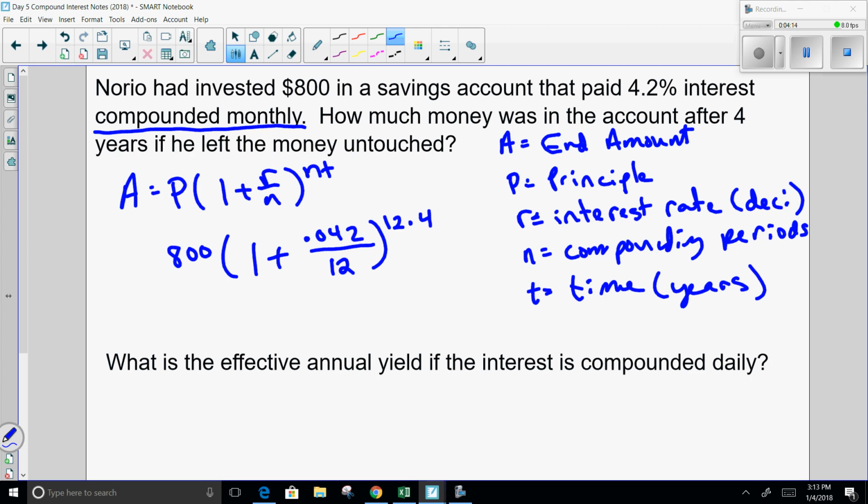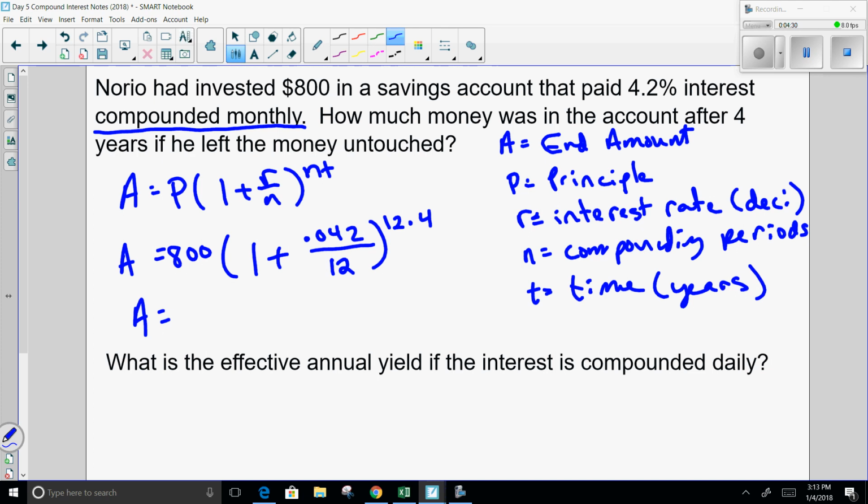So now what you do is you use your calculator. In order to use your calculator, you're going to need one. So plug it into the calculator and see what happens. When you type it into the calculator, you're going to get your value.